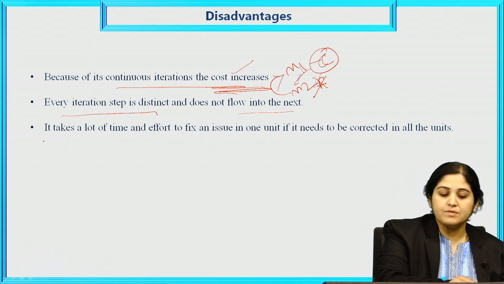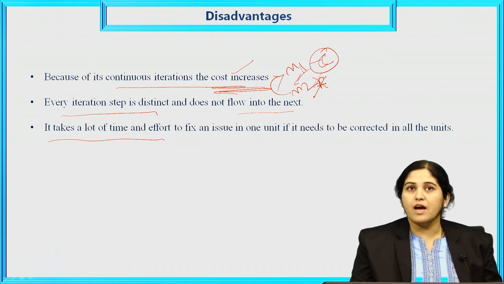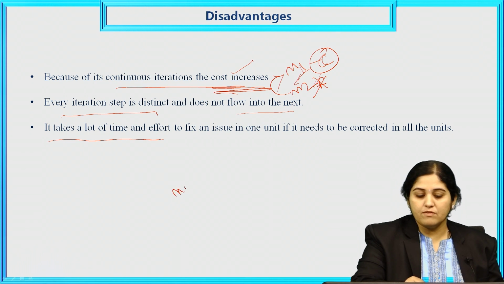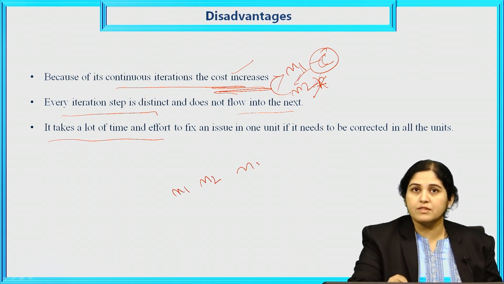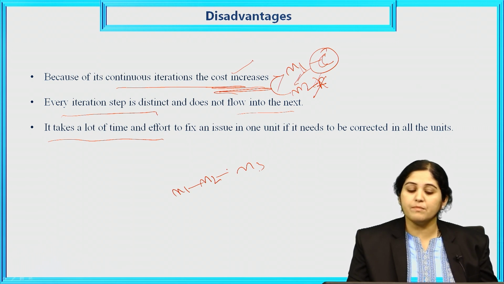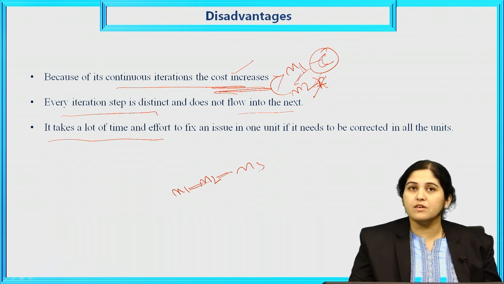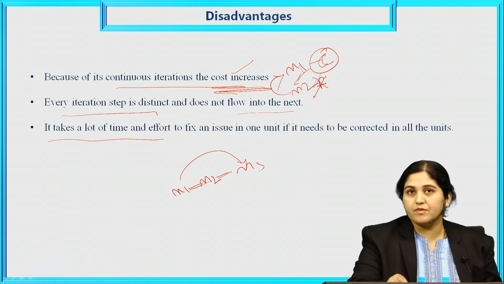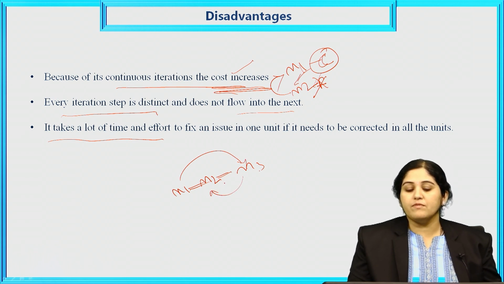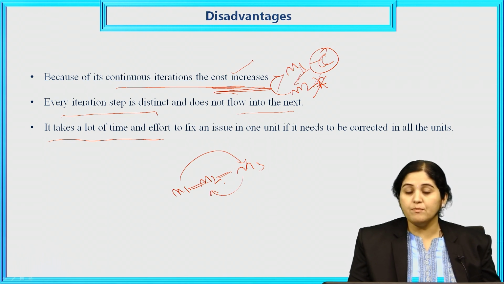And next, it takes a lot of time and effort to fix an issue in one unit if it needs to be corrected in all the units. That is, module 1 is developed, module 2 done, module 3 done. Some modules may be integrated with each other. Suppose module 1 may integrate with module 3, or module 3 with module 2. So it will take a lot of time to fix an issue.